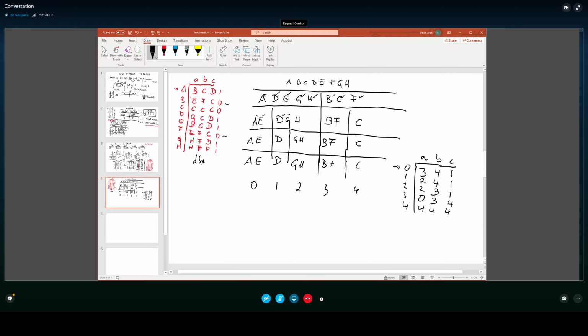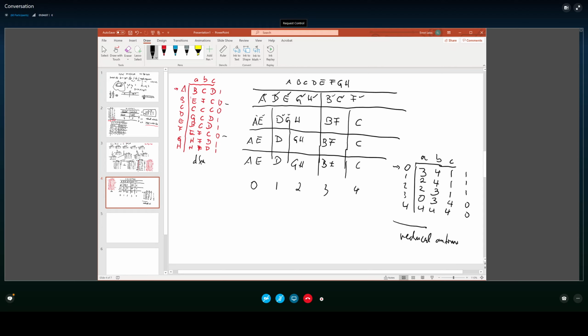And what is accepting? Well, 0, 1, 2 is accepting, and 3, 4 is rejecting. So this is now the reduced automaton.